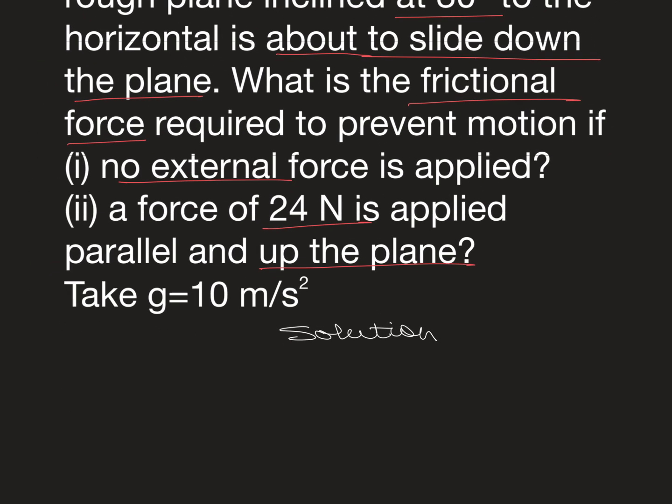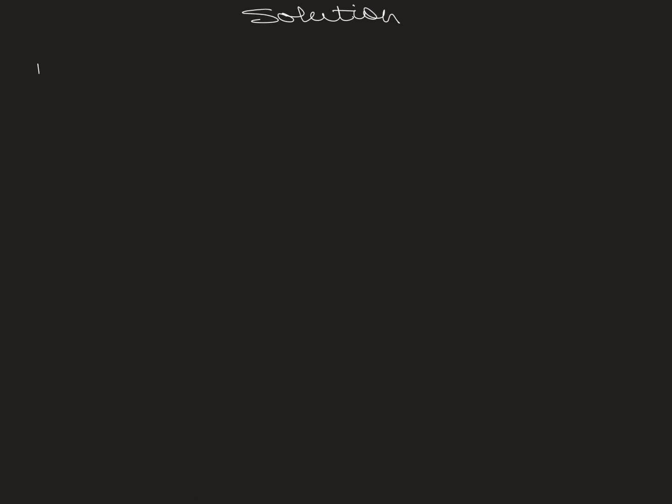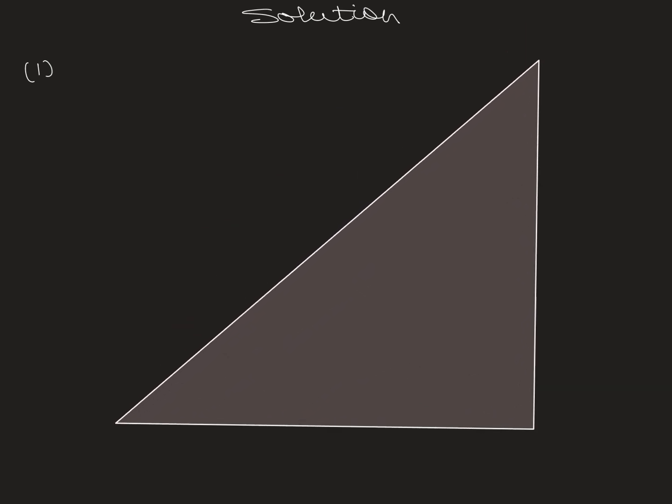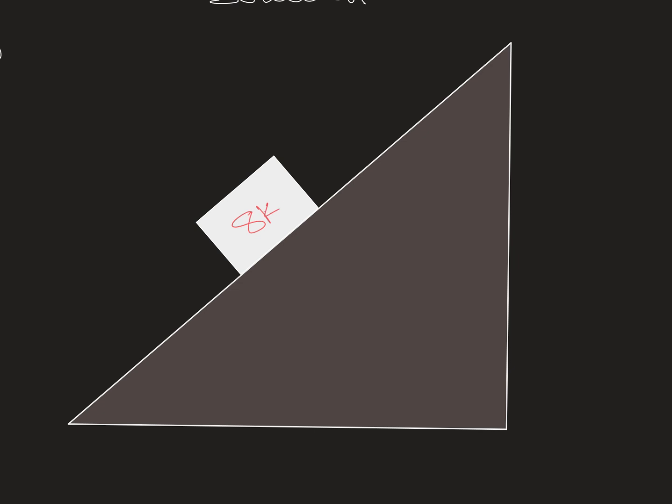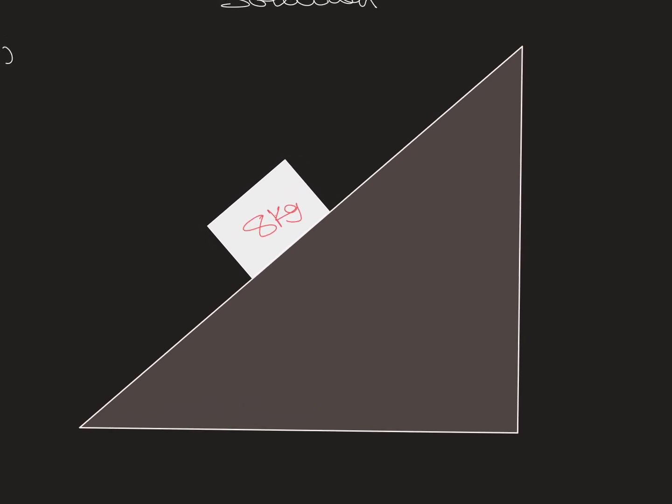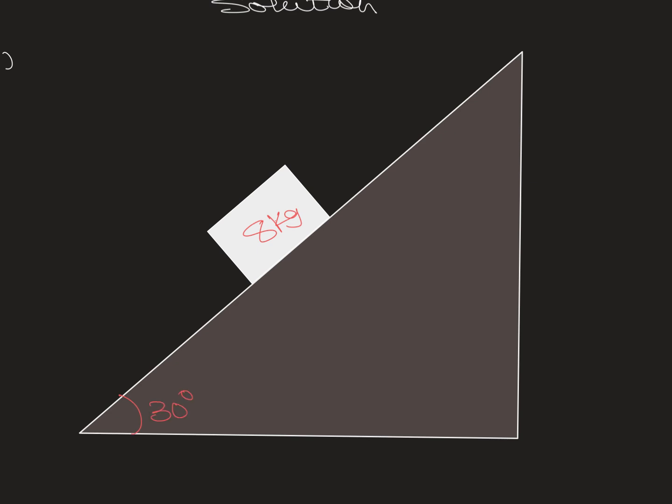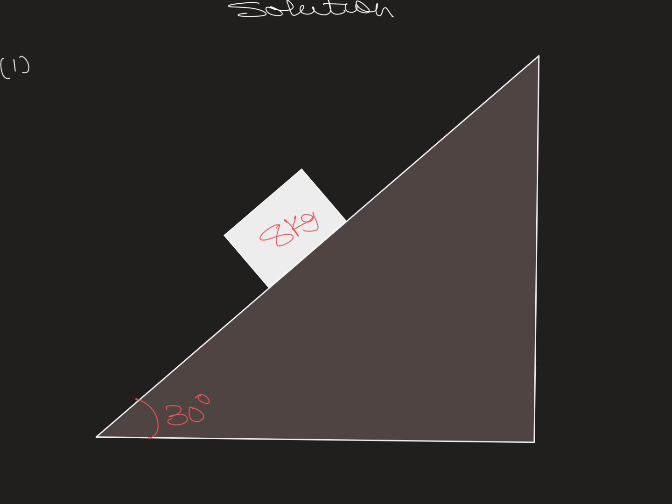To answer the two questions, the first one is we want to find the frictional force if there is no applied force. The second one is we want to find the frictional force if the applied force is 24 newtons. So let's draw a diagram. We are answering question 1 now. This is the inclined plane, and we have an object. The mass of the object is 8 kilograms. It is on a rough plane inclined at 30 degrees to the horizontal. The question is asking us the frictional force required to prevent motion down the plane.